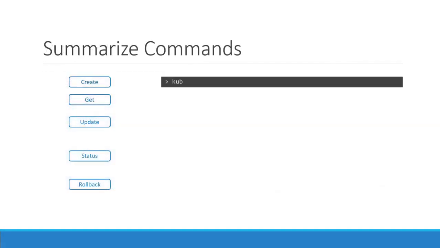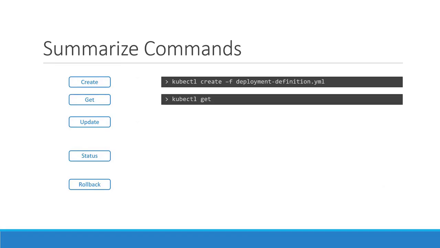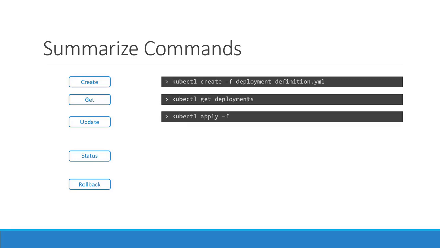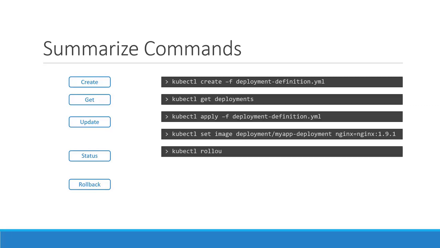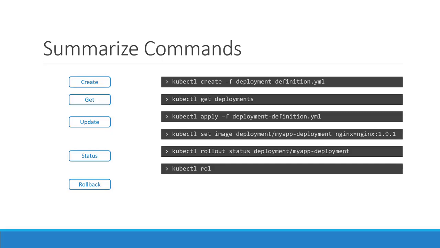To summarize the commands real quick, use the kubectl create command to create the deployment, the get deployments command to list the deployments, the apply and set image commands to update the deployments, the rollout status command to see the status of rollouts, and the rollout undo command to roll back a deployment operation.